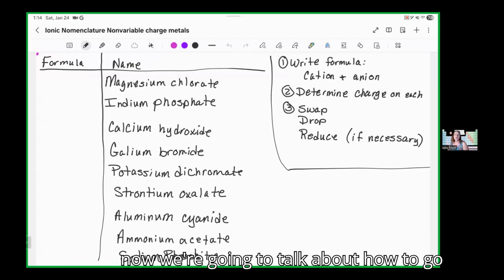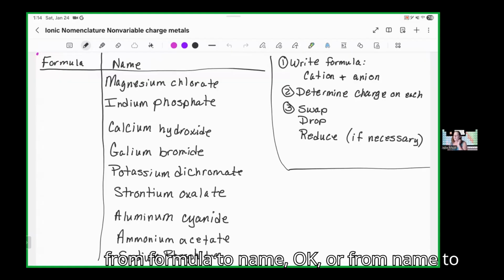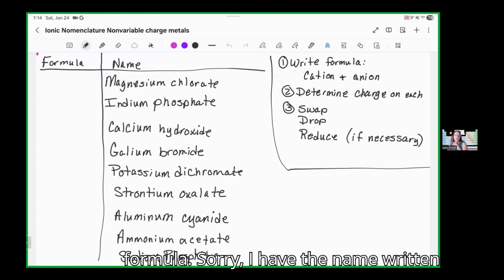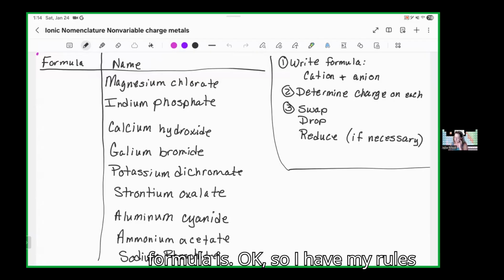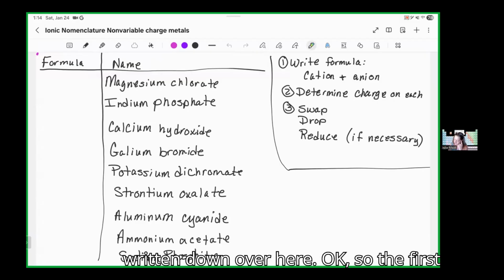Okay, so now we're going to talk about how to go from formula to name, or from name to formula. Sorry, I have the name written down. We're going to determine what the formula is. Okay, so I have my rules written down over here.